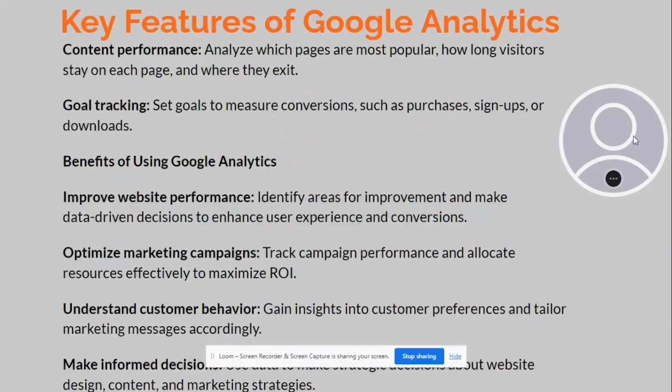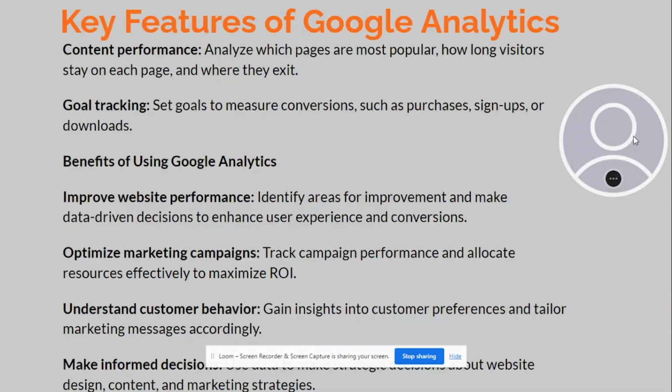Now, what are the key features of Google Analytics? One of them is content performance. With content performance, you're able to analyze which pages are most popular. You're able to analyze how long visitors stay on each page. You're also able to analyze where they exit your website, which page they exit from, or where they drop out from.